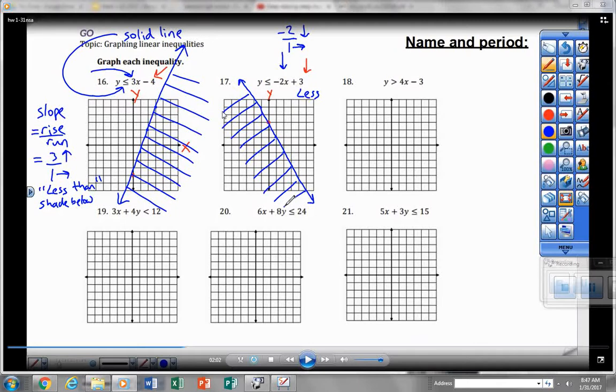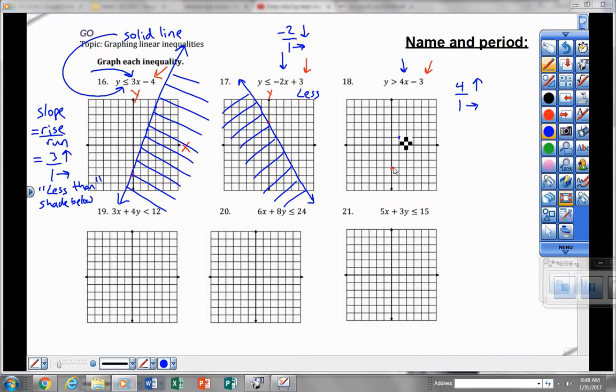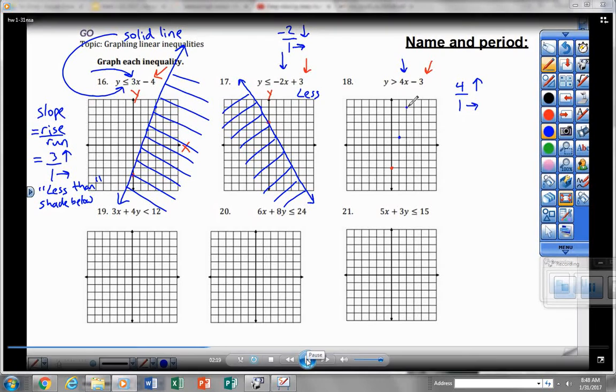Less than means shade below. Less than, always below. Number 18. 18 is solved for y, so it's ready to go. So -3 on the y-axis is where I put my first point. That number in front of x, my common difference, my slope, is 4. Made into a fraction, 4 over 1, which means from -3, every time I go over a box for my run, I go up 4. Over 1, up 4. Be able to stair step both directions.